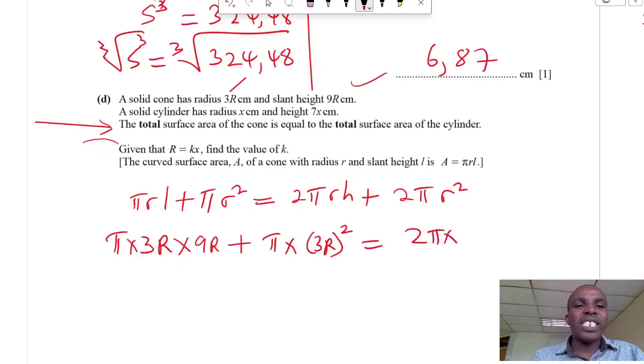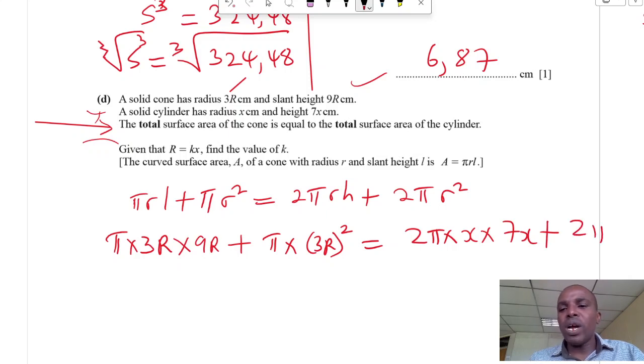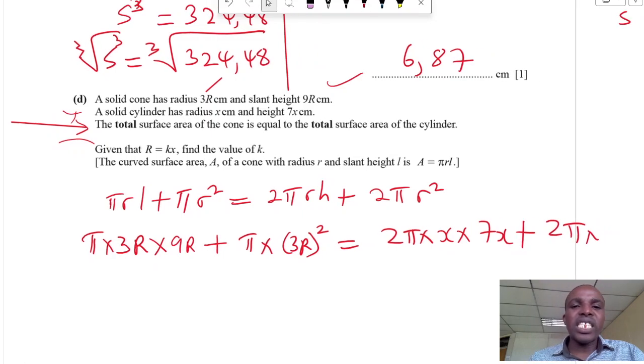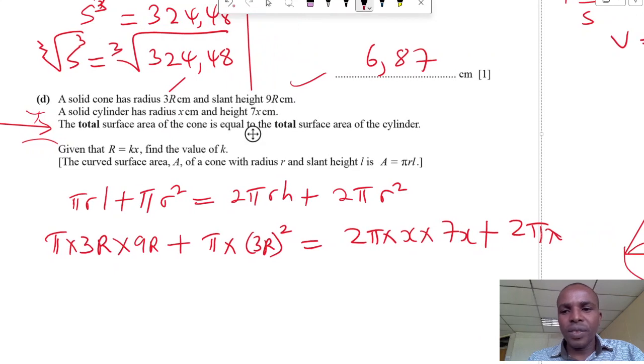is equal to 2 pi, then the radius of the cylinder, which is x, times height of the cylinder, 7x, then plus 2 pi times radius of the cylinder, x squared. Done. Now we simplify this part. Then where there's r, you put kx. Then you can find your k, just like that.